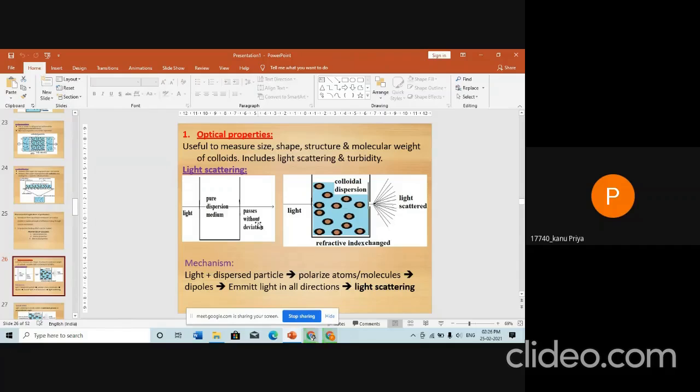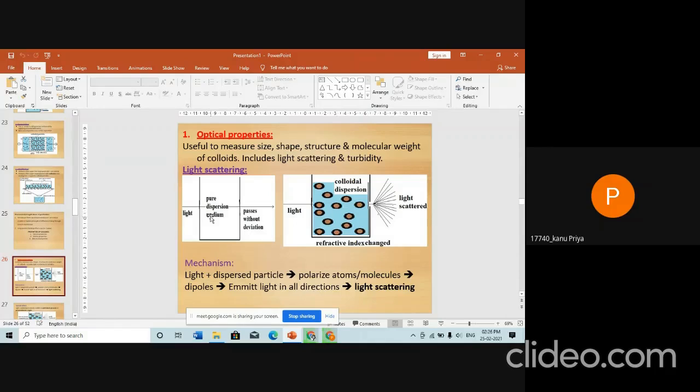In this diagram, when a beam of light strikes a particle, it polarizes the light and induces dipoles in these molecules. And these dipoles emit weaker light at the same wavelength as that of the incident light. This emitted light propagates in all directions. This phenomenon is called light scattering. Larger particles scatter more light.